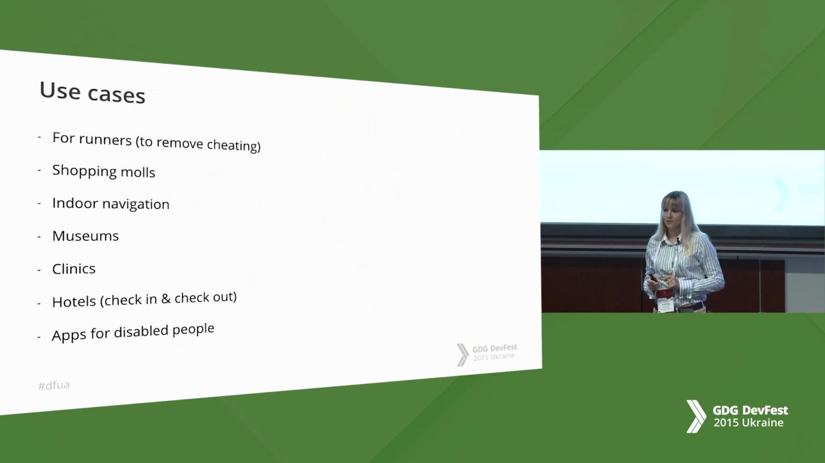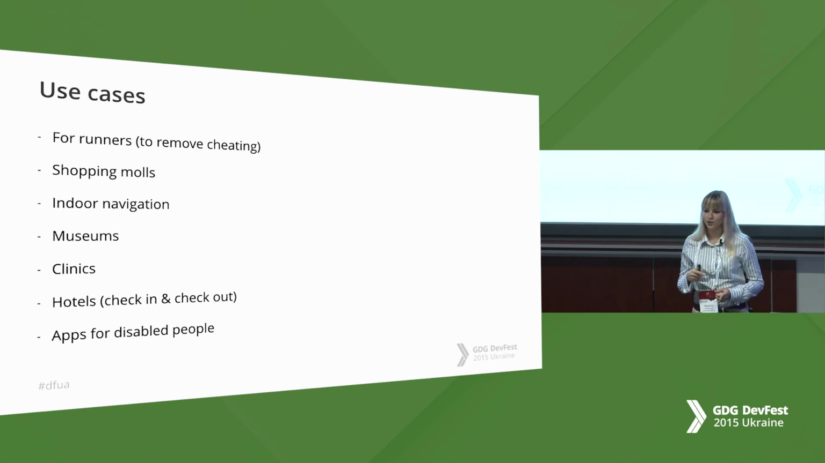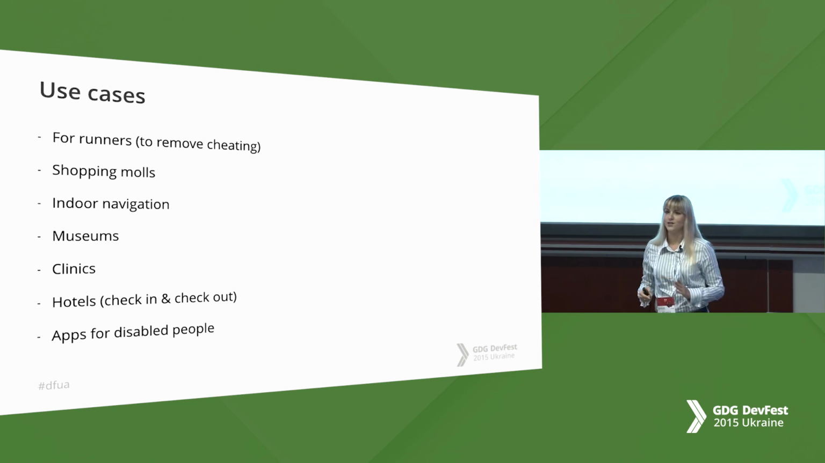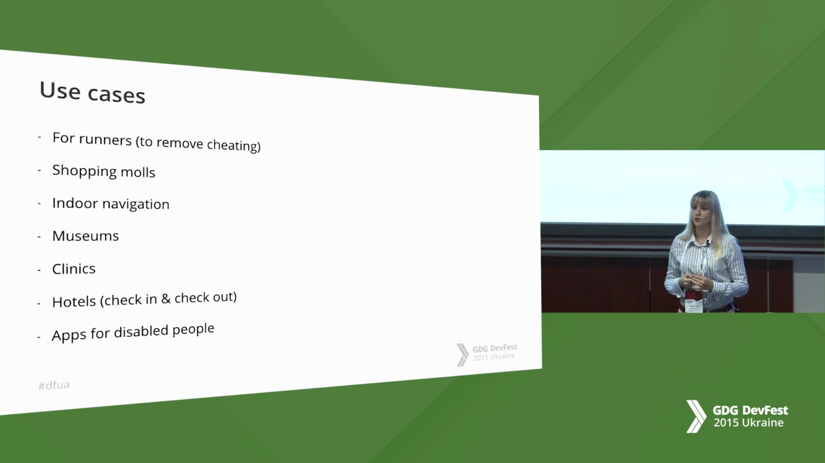So at first, as I said, in shopping malls. The second is in creating an application for runners. So if runners are going across the track, cheating will not be allowed, so the check-ins on the control points will be done automatically. And then it can be used for indoor navigation.